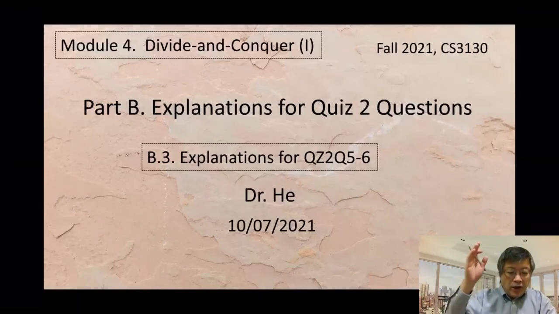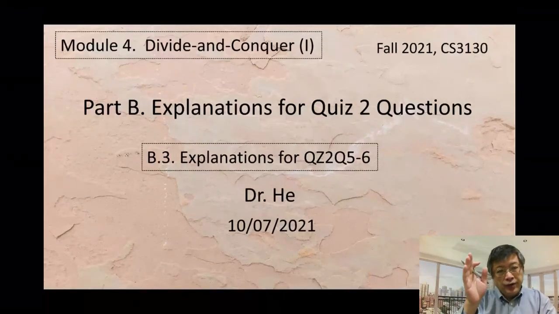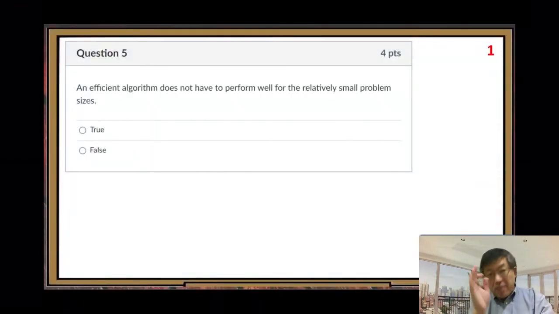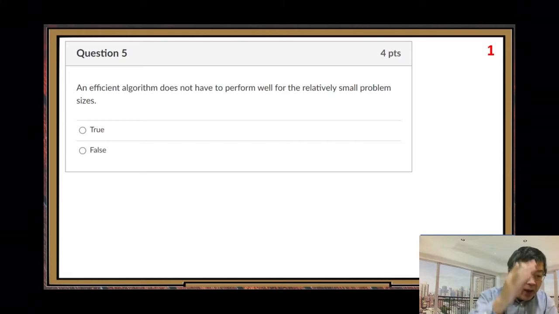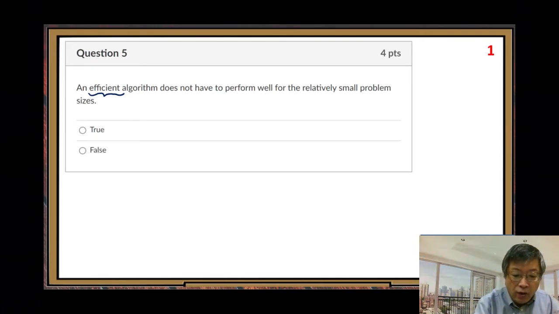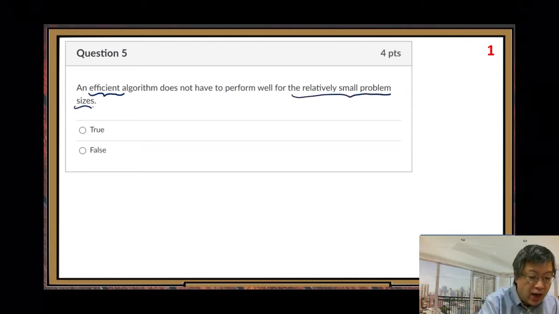B.3, explanations for quiz 2 questions, number 5 and number 6. So number 5, here there is a basic concept I need to explain. An efficient algorithm, here we're talking about some algorithm, relatively efficient, does not have to perform well for the relatively small problem size.